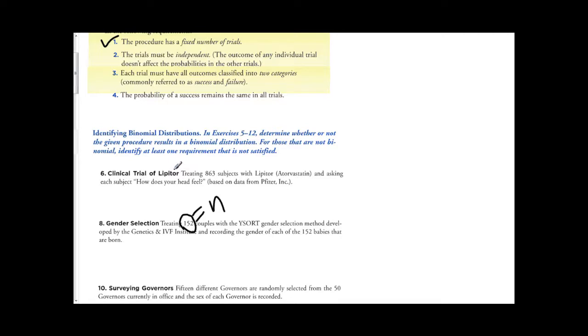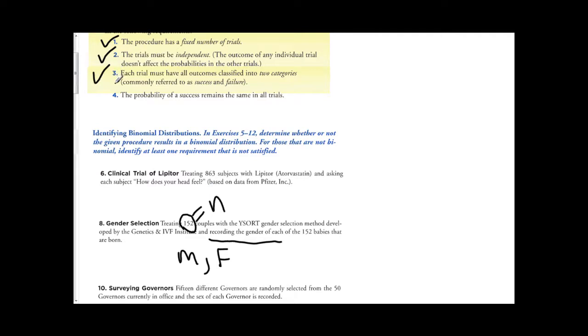And let's see. We're recording the gender of each child. Well, the gender of each child, I believe, is independent of the gender of any of the previous children. The probability of having a boy or girl is going to be the same regardless of if you've had a boy or girl before or not. So independence checks out. Each trial must have all outcomes classifiable into two categories. So we can only have two outcomes possible, and in this case, the two outcomes would be either male or female. So this one checks out.